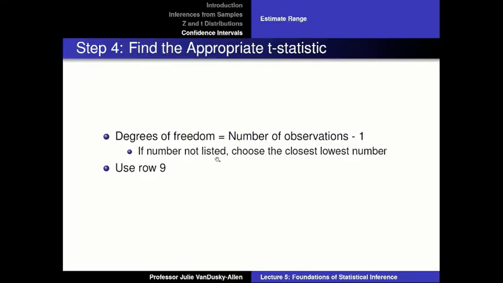You will use this t-table to find your t-values in this class. On the left-hand column is your degrees of freedom rows. There you will find the row that corresponds to the value of your degrees of freedom. If the value is not listed, choose the closest lowest number. Since our degrees of freedom was 9, we will use the 9 row.